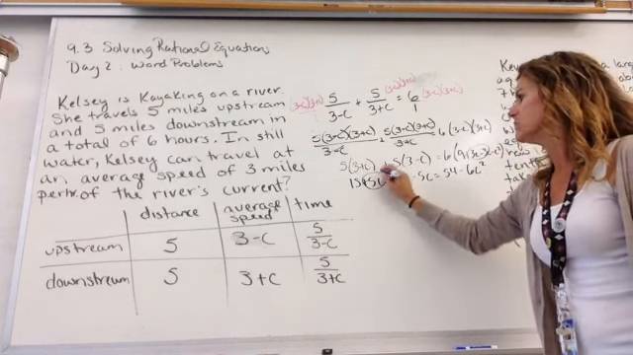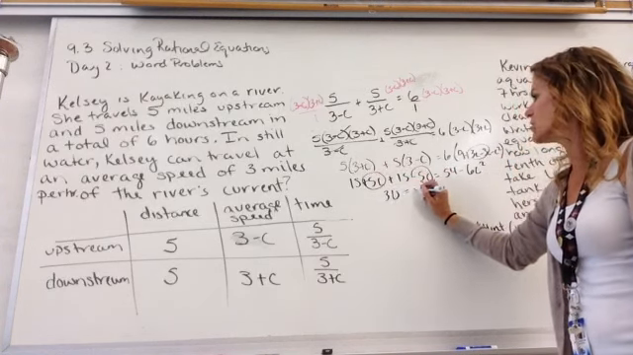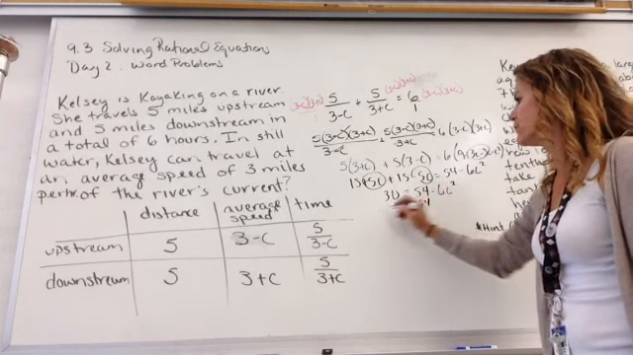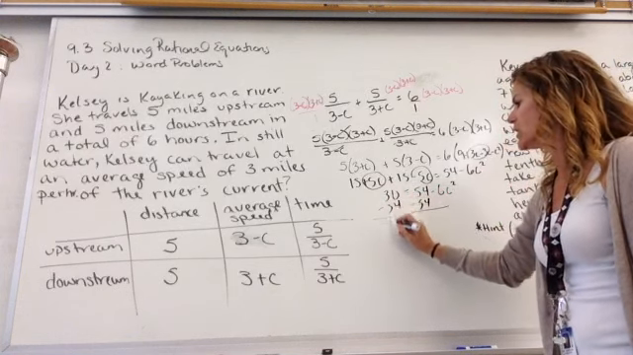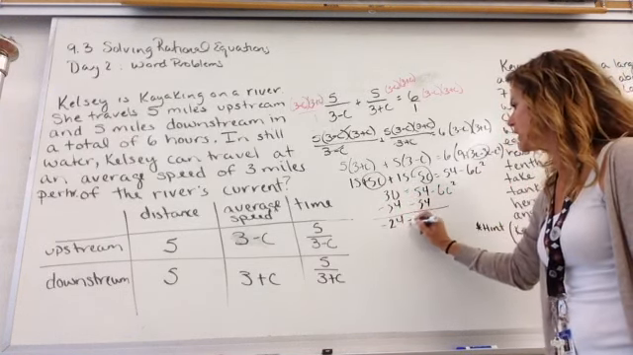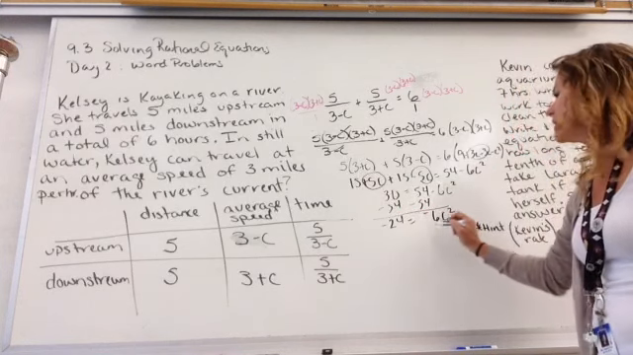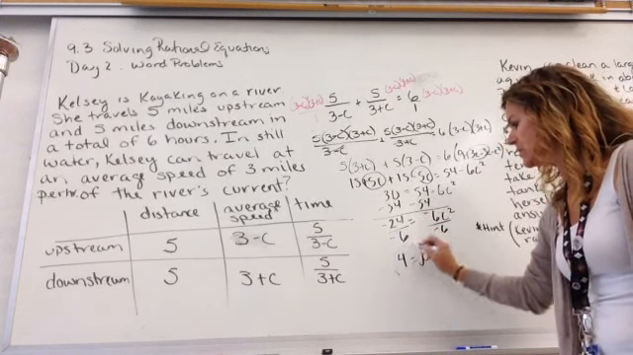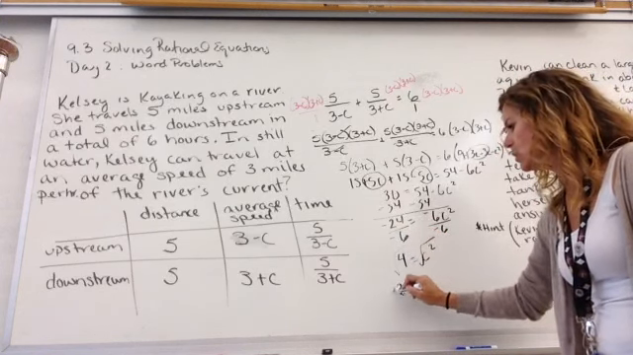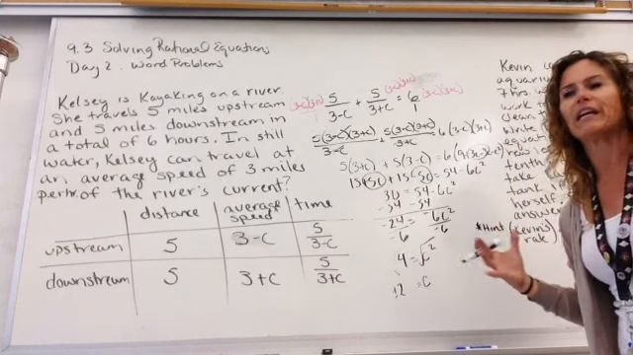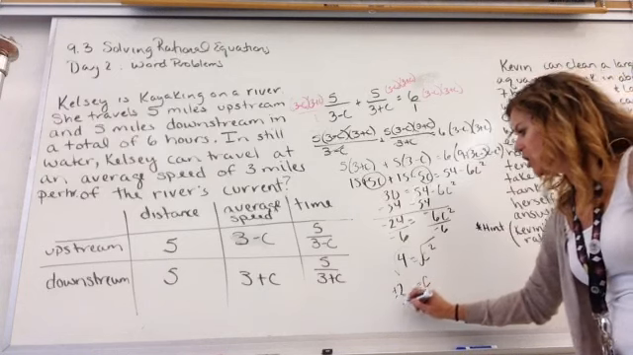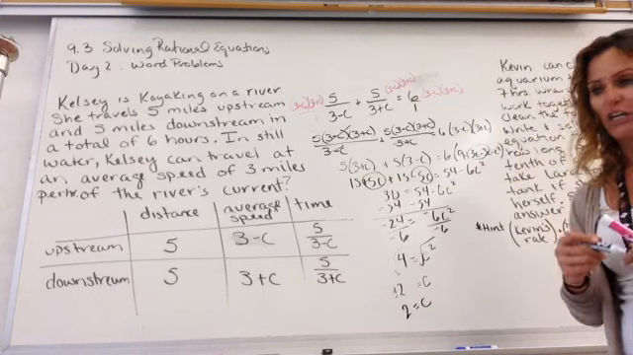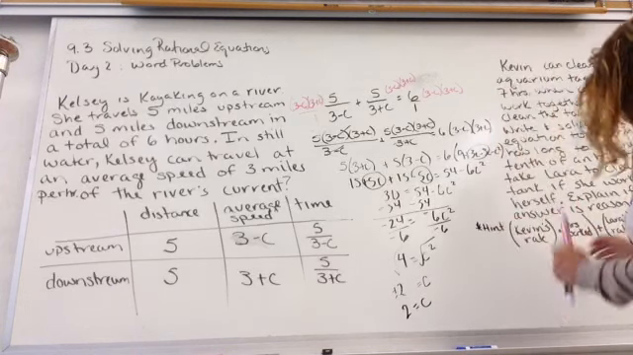Clean this up. These cancel out. So we have 30 equals 54 minus 6c squared. Subtract your 54 from both sides. We get negative 24 equals negative 6c squared. Divide by negative 6. That's 4 equals c squared. Square root it, and c is 2 or negative 2. Now, a current can't have a negative rate of speed, so we toss the negative, and our answer is the speed of the current is 2 miles per hour.